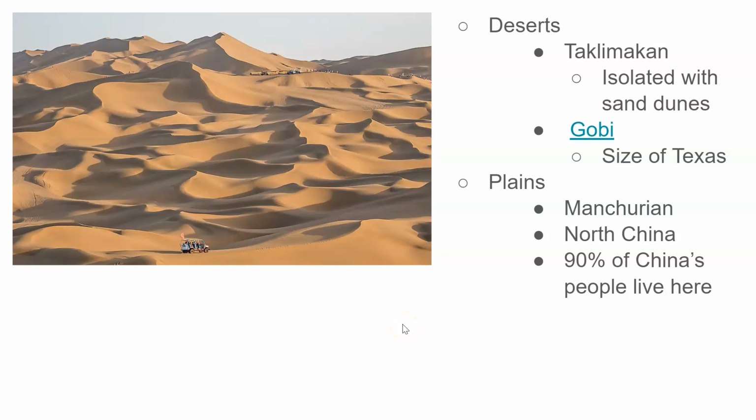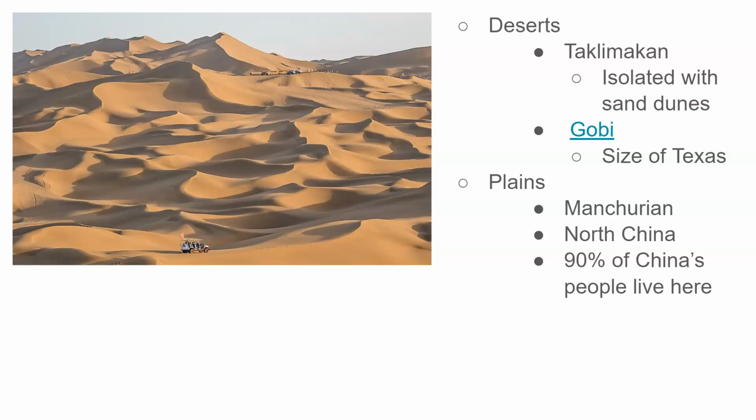But the big one, of course, is the Gobi. The Gobi Desert is about the size of Texas, and so certainly a region in which it takes a lot of grit, hard work, and a lot of planning in order to live here. But certainly also would have served as a natural barrier to China from invasion, at least from the parts bordering against China throughout its history.